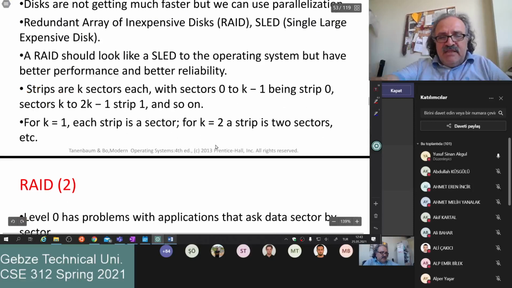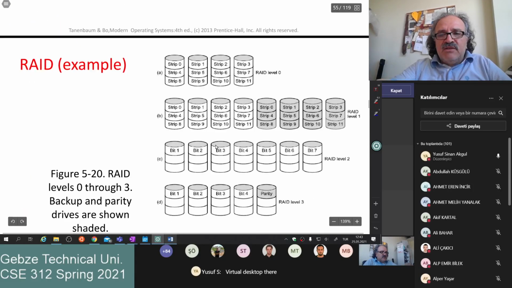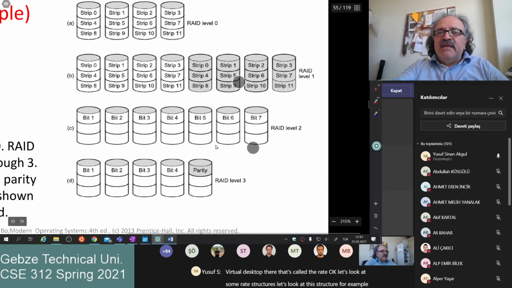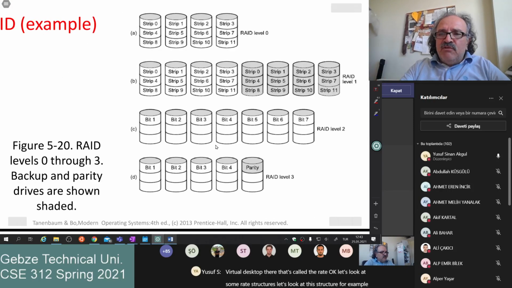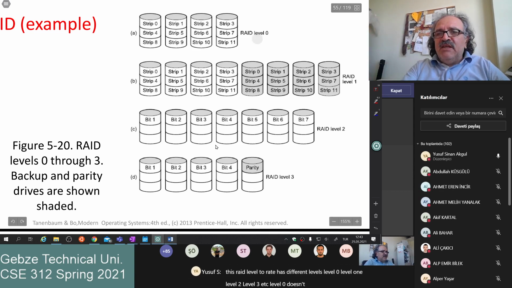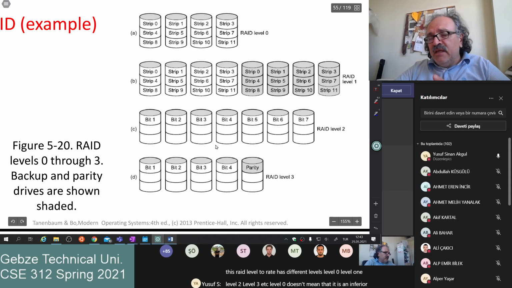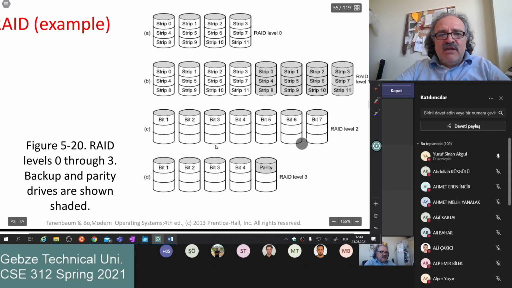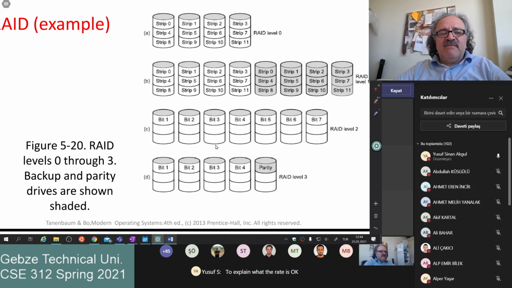That's called RAID. Let's look at some RAID structures. Let's look at this structure, for example. This is RAID level 2. RAID has different levels: level 0, level 1, level 2, level 3, etc. Level 0 doesn't mean that it is inferior to level 1 or level 3. It's just like a label, like RAID level A or level B. But to explain what RAID is, redundant array of inexpensive disks.